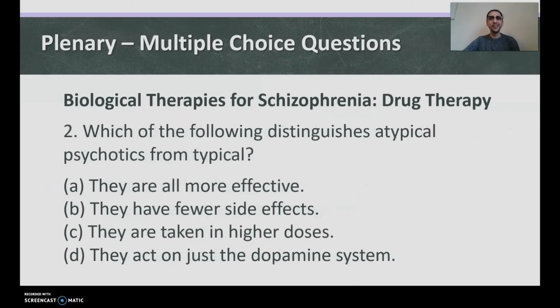Number 2. Which of the following distinguishes atypical psychotics from typical? A. They are all more effective. B. They have fewer side effects. C. They are taken in higher dosage. D. They act on just the dopamine system. What do you think? It's not C or D. They are all more effective. I don't think they're all more. They're possibly more effective, but they have fewer side effects. I'm going to go for B. Yes! Did you say B?